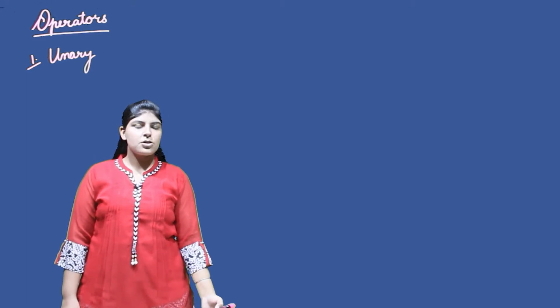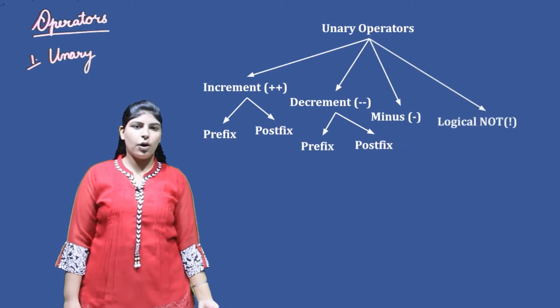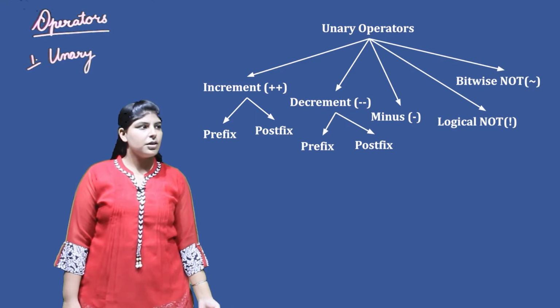Unary means one. So unary operators are those operators which take only one operand. So we have 5 unary operators in Java. We have increment, decrement, minus, logical not and bitwise not operator. First let's see the increment operator.